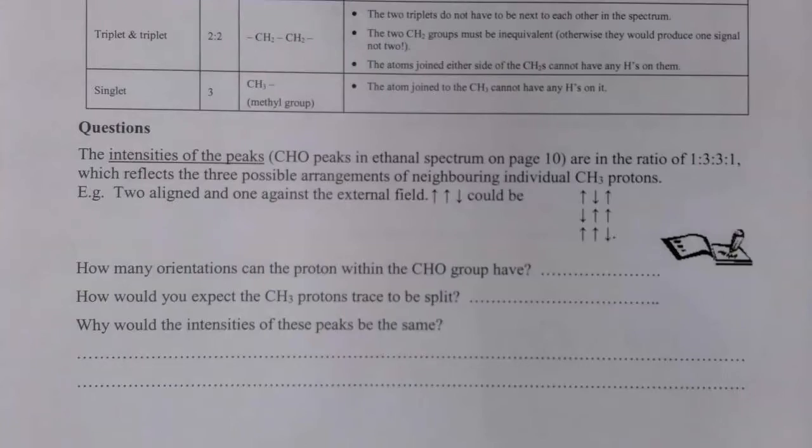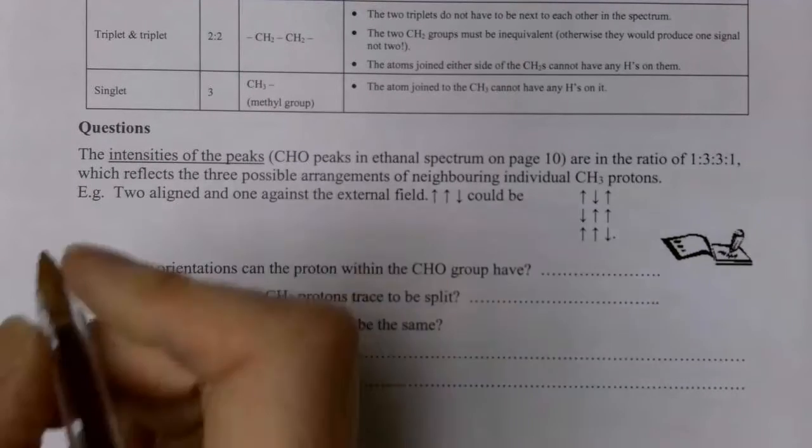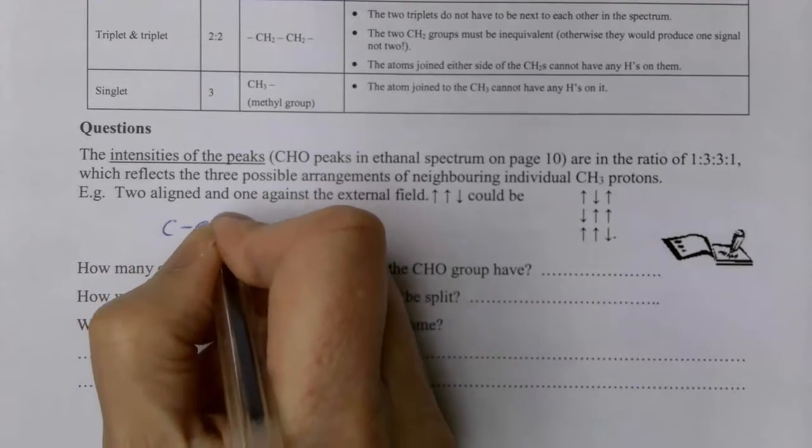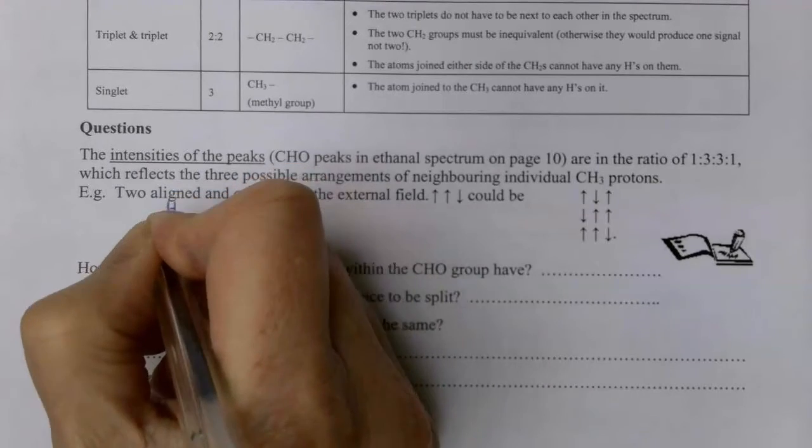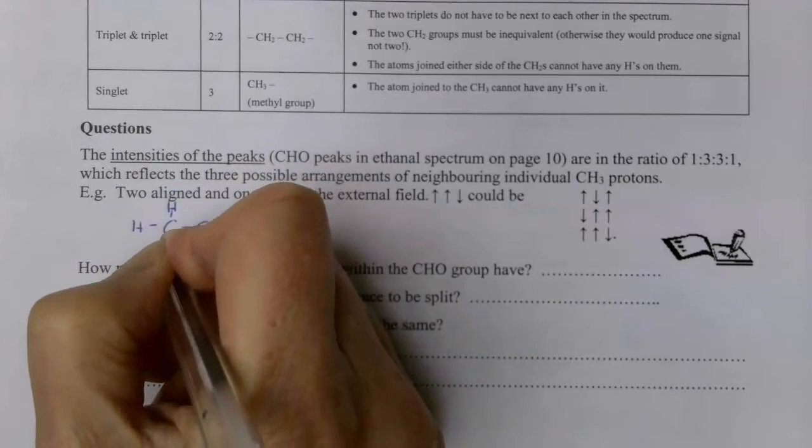So we're looking at the bottom of page 14, and we're going to be looking at the spectrum of ethanol. So again, ethanol has 2 hydrogen environments in the ratio of 3 to 1.